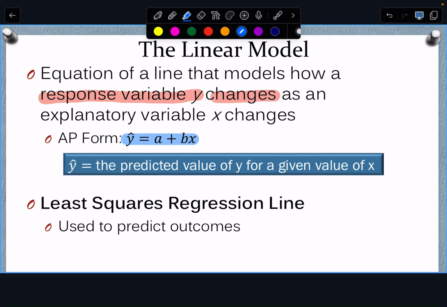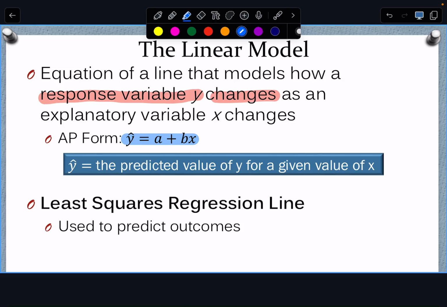So y hat equals a plus bx is going to be our format. That little caret symbol up above, y hat, is the predicted value of y. It is important that you have that notation correct. When we use this linear model, we're not calculating y. We're not calculating the exact value for my response variable. We're calculating a predicted value.